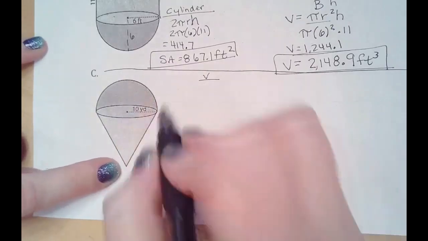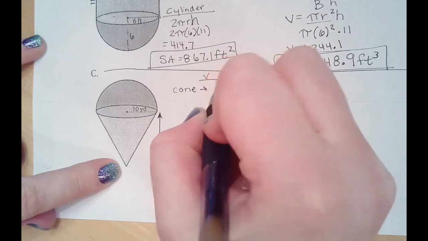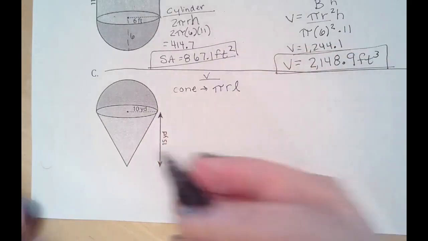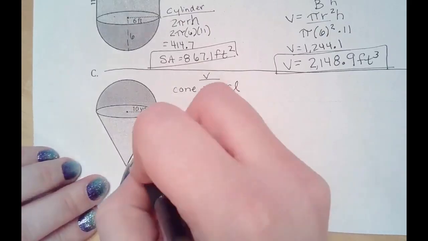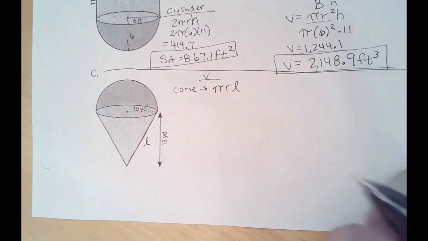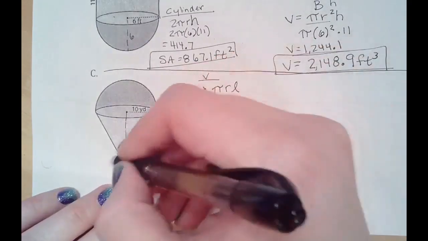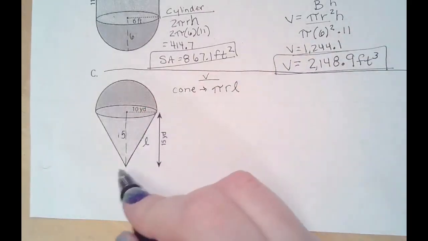So I'm going to work bottom up this time. So our cone equation is pi r L. So it's kind of half the circumference, and then our L is that funky height. It's like the slant length. So if I look at this triangle here, I know that this is going to be 15. I have my radius is 10. I'm thinking eventually I'm going to have to find this L.